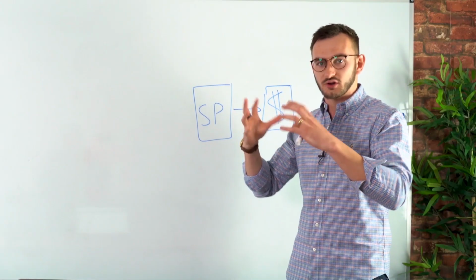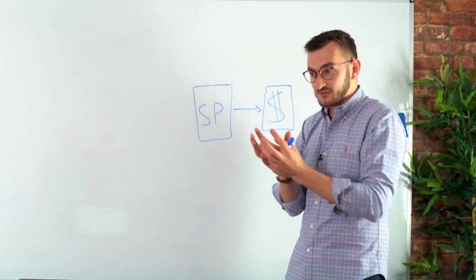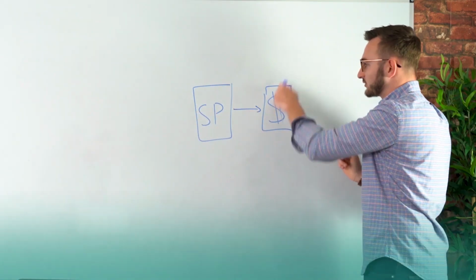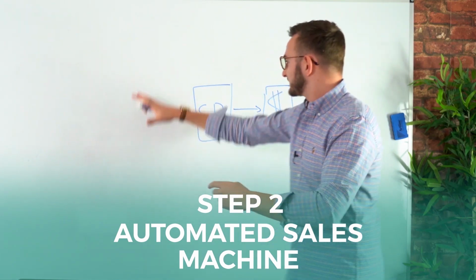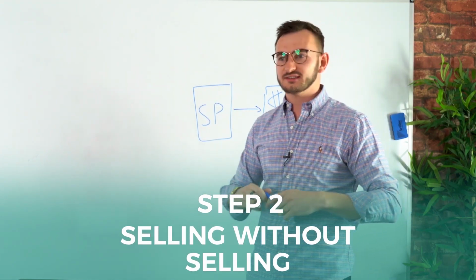Like, you've got a passion, you've got an idea. I'm going to show you how to package that up into something that is sellable. So I'm going to break that down for you on the web class. But the second step is having an automated sales machine that does this work for you. And I like to call it selling without selling.